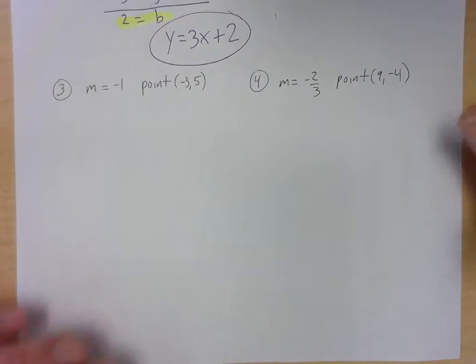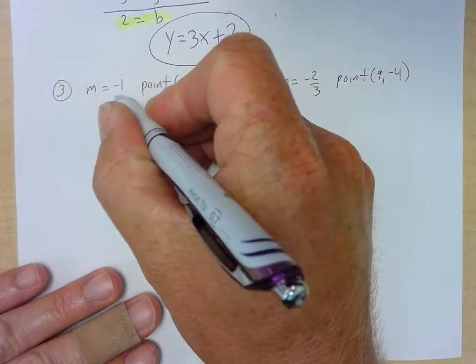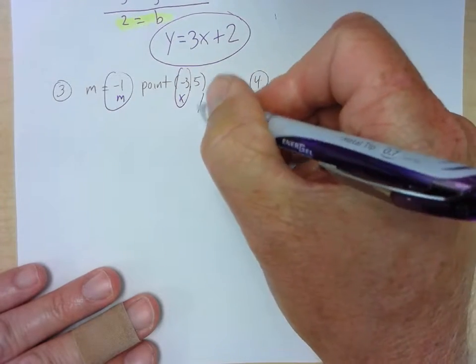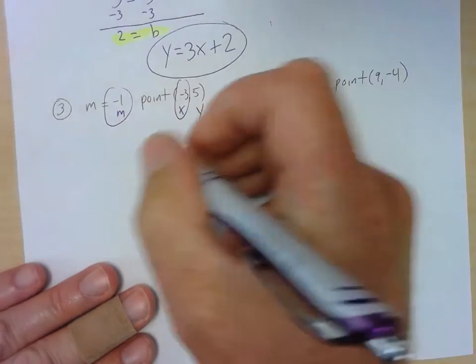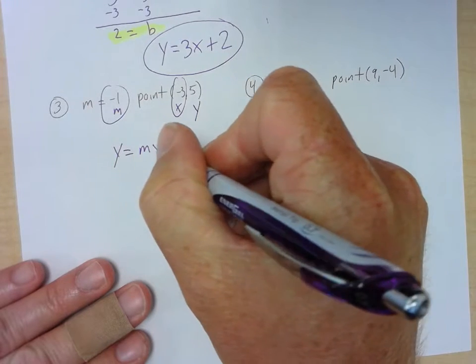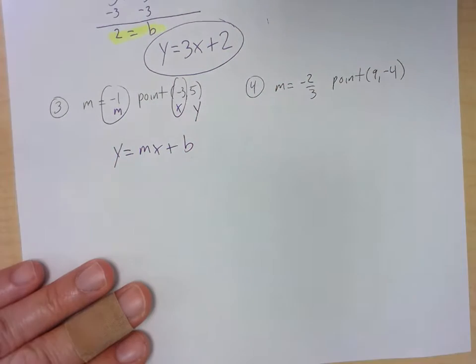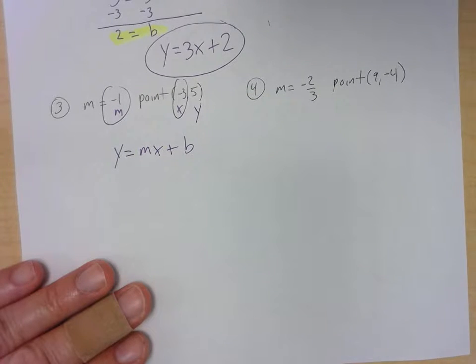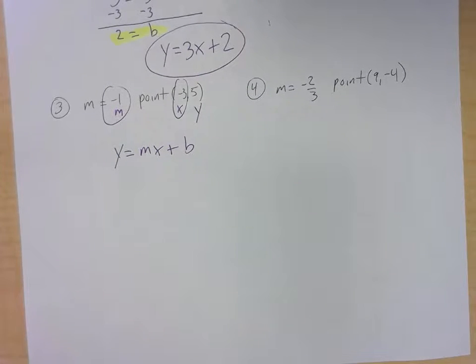Okay, so I have the m. There's my m, right? M's negative 1. X is negative 3. And y is 5. So I write down y equals mx plus b, and I go from there. I plug in the m, the x, and the y, and solve for b. Hopefully you remember doing this from before. So this is still writing the equation of the line, but we're given information about the line instead of the actual picture of the line. I think the picture of the line is easier.